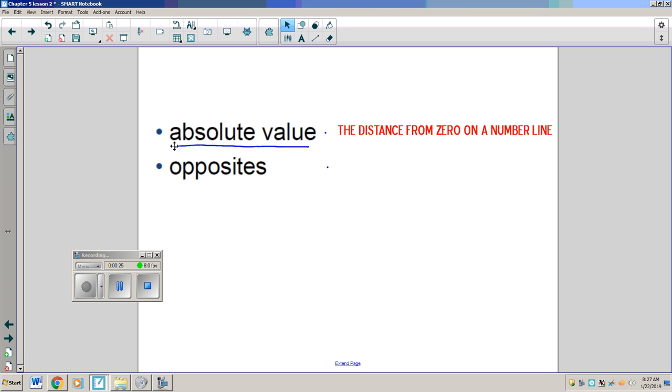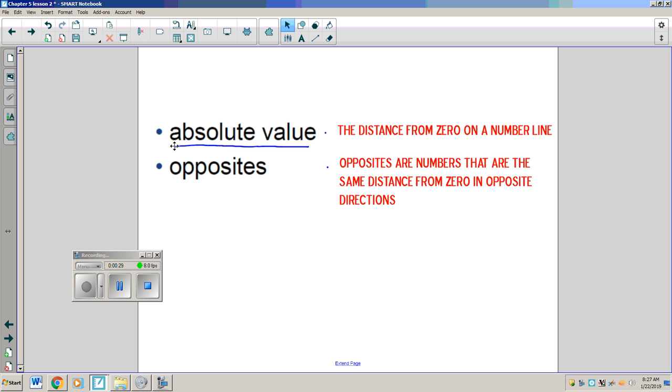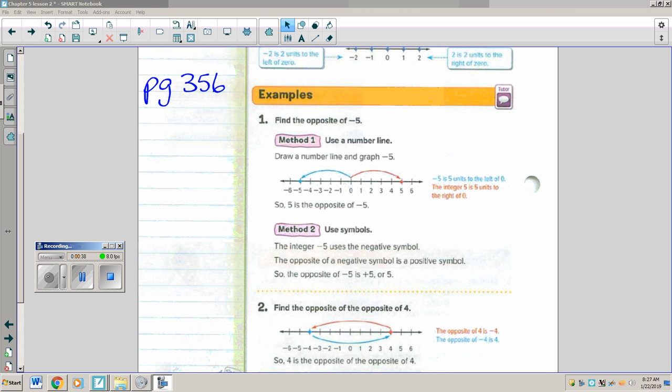Your next word is opposites. Opposites are numbers that are the same distance from 0 in opposite directions. Pause your video, get those copied down. Starting on page 356, we're going to go through the examples.